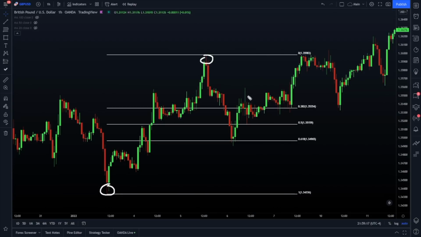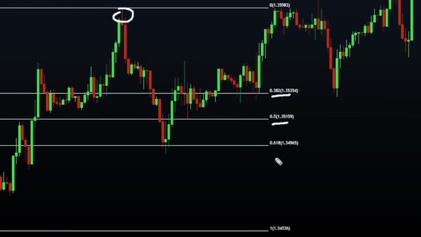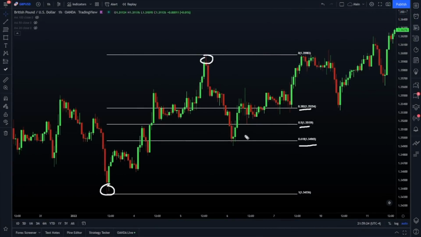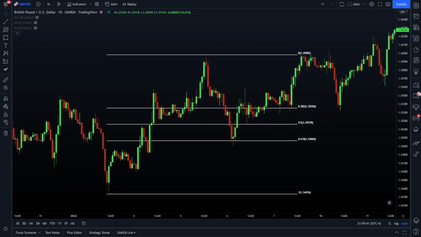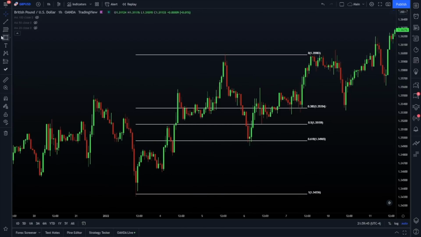What I want you to see is that we've got three levels here: the 38.2, the 50%, and the 61.8. And the first question very new traders are going to have is, well, which of these is the support level that I want to buy? Because these are three potential support levels. We'll put question marks next to them because we don't know if these levels are going to be major levels of support. There are some things, however, that we can look to do to try and find levels of support with this.